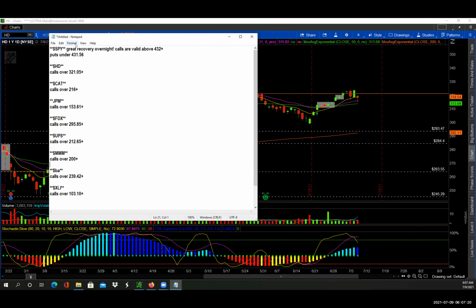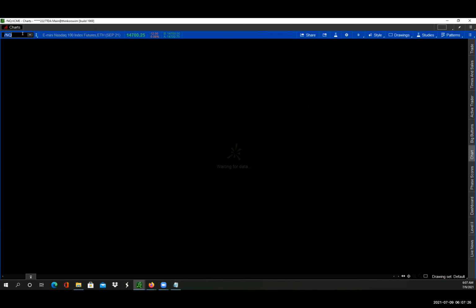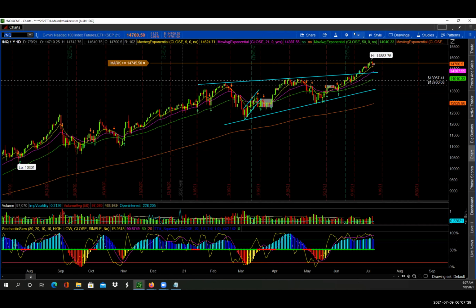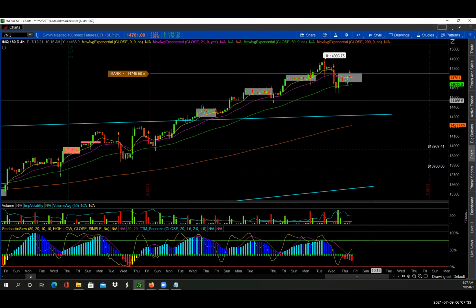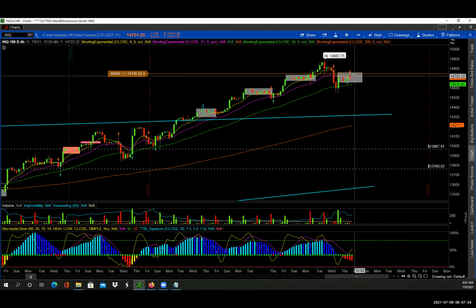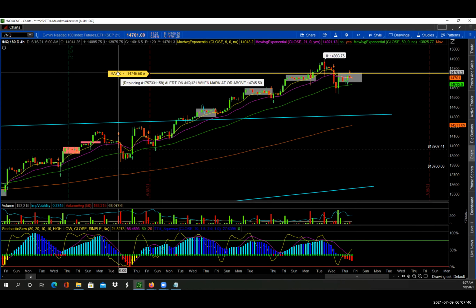Tech looks like it's going to make a rebound, but we are in a consolidation period in the NASDAQ. Let me zoom in here. Yeah, so we're in consolidation here with the NASDAQ. We need to break above this price here at 14,745 to go ahead and take any calls on tech.